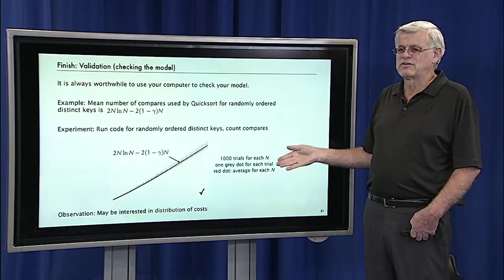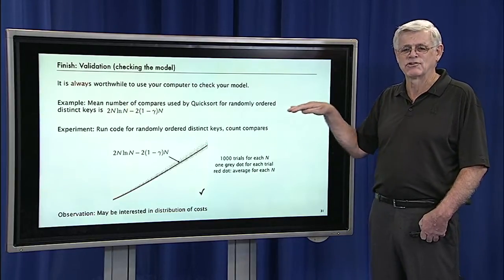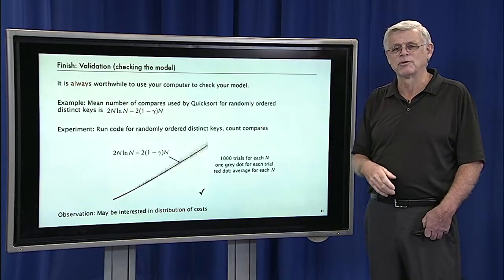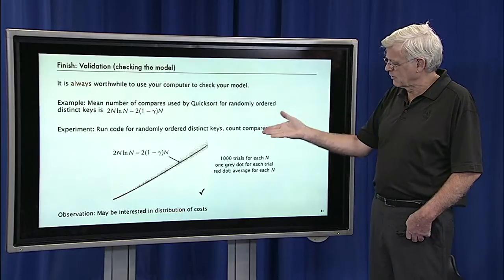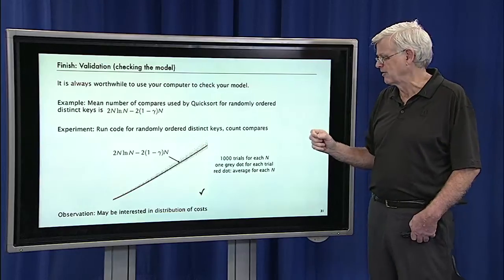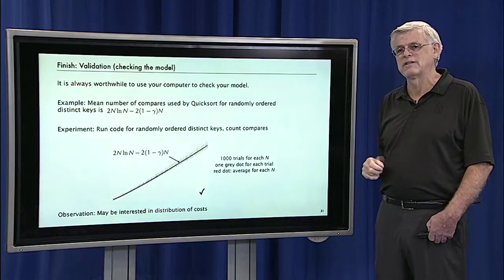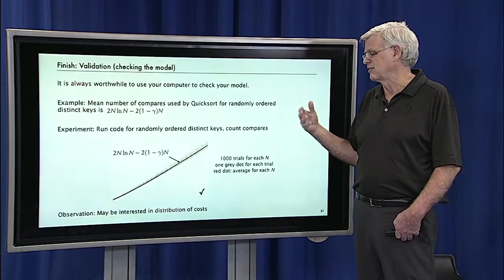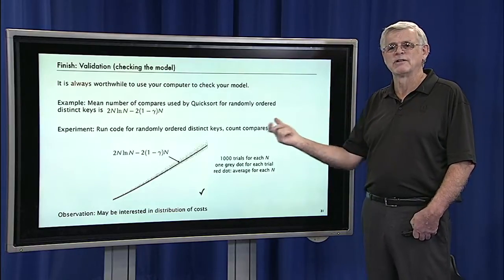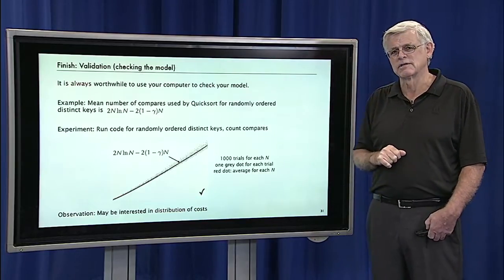Just as an observation, maybe we're not just interested in the average cost, maybe we're interested in the distribution of costs. How close is the actual running time of my one sorting problem going to be to this average? You can see from the narrowness of these gray dots that it comes pretty close to the average. It's very typical in the analysis of algorithms that standard deviation is a slower growing function than the average, and so it regresses to the average as n increases.